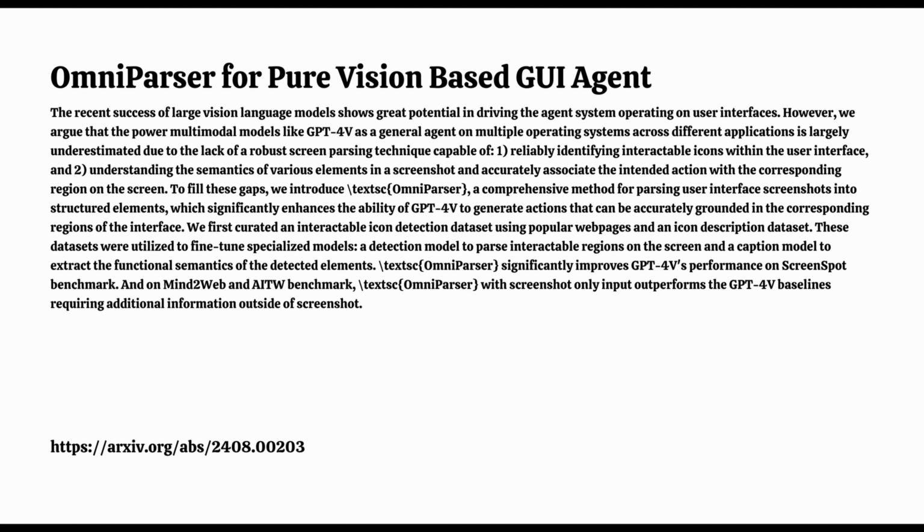Right. But the really cool part is the second component, the icon description model. Okay, so this one goes beyond just recognizing the icon. It actually tries to understand the function of it. Exactly. So instead of just seeing a gear icon, it understands that this icon likely represents settings. And by providing these descriptions, OmniParser gives the AI much richer information about the interface, which significantly improves its ability to interact with it.